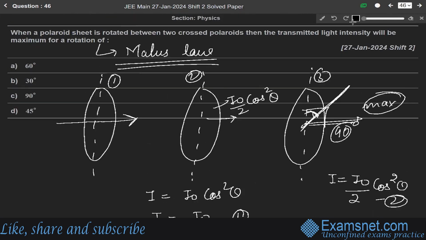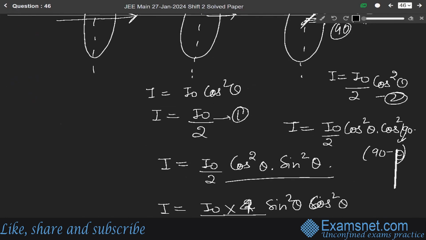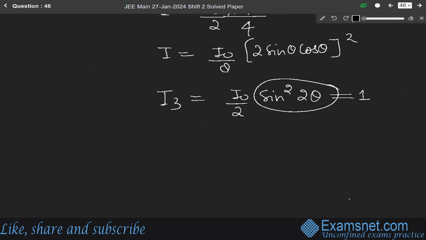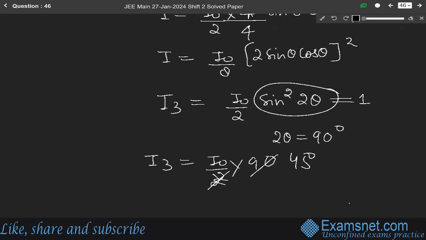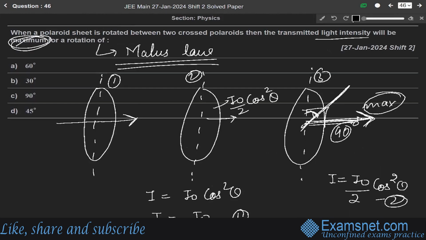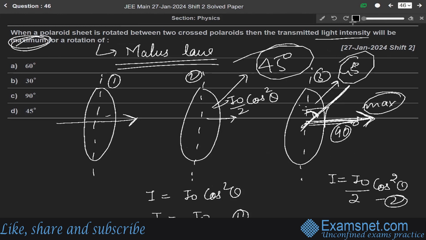As it is saying that the light intensity coming out from the third Polaroid is maximum, it will be maximum when sine square 2 theta is maximum. So sine 2 theta will be maximum when it is equal to 1. So 2 theta will be equal to 90 degrees, which means theta is 45 degrees. It means that the second Polaroid, situated between these two Polaroids, should be at an angle of 45 degrees. The transmitted light intensity will be maximum when this theta angle is 45 degrees. So the correct answer is option D, that is 45 degrees.